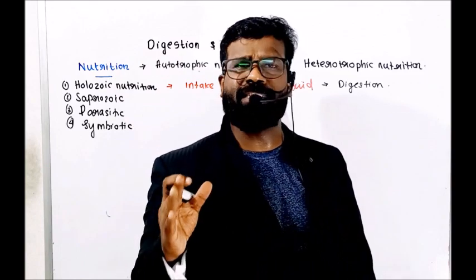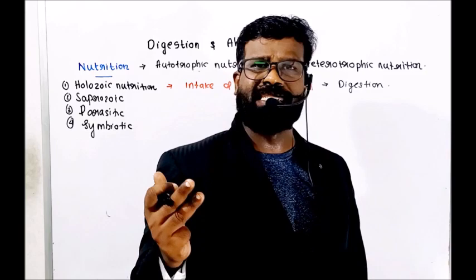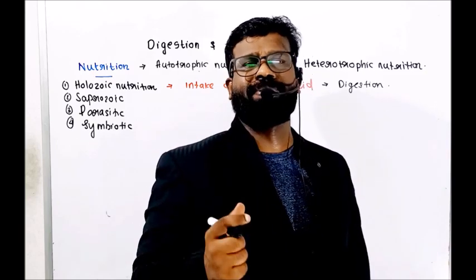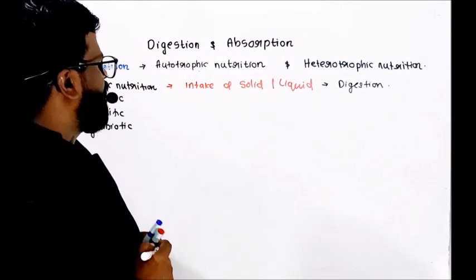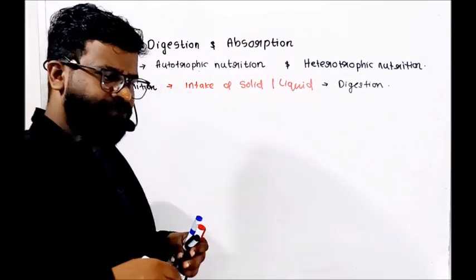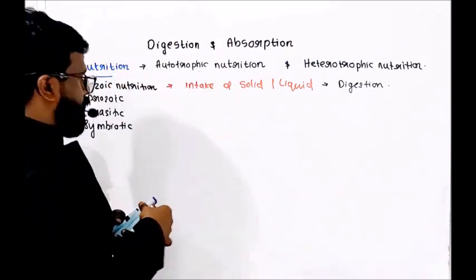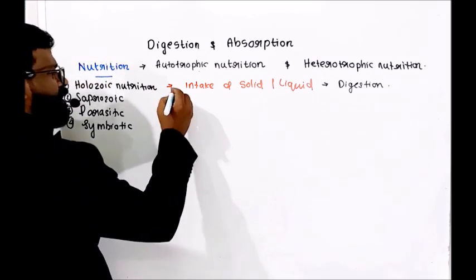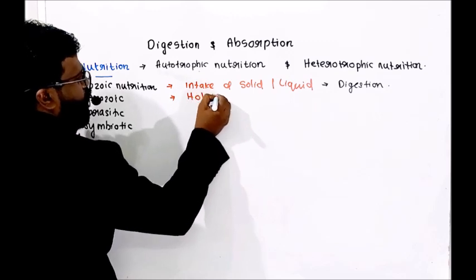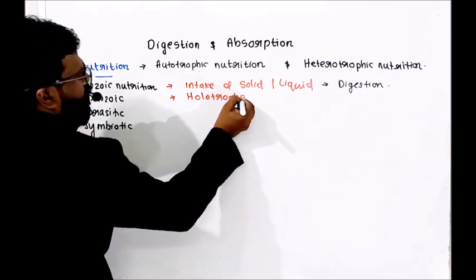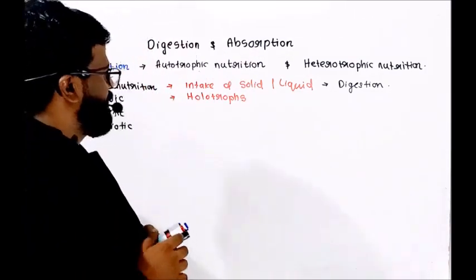Actually, the different stages of nutrition are included in this holozoic nutrition. Holozoic nutrition includes ingestion, digestion, absorption, assimilation, and egestion. The ingested food materials are digested within the body of the organism. Organisms having holozoic nutrition are called holotrophs.